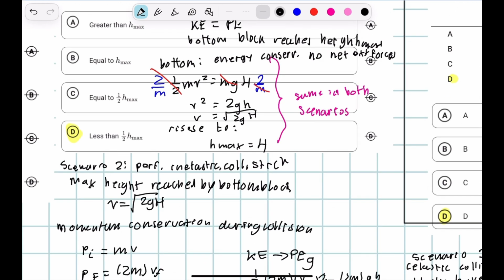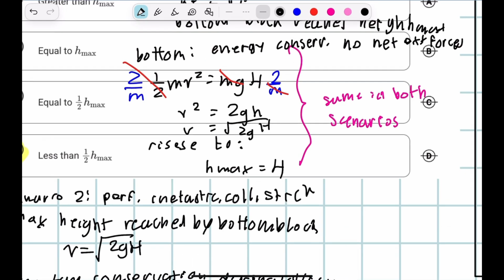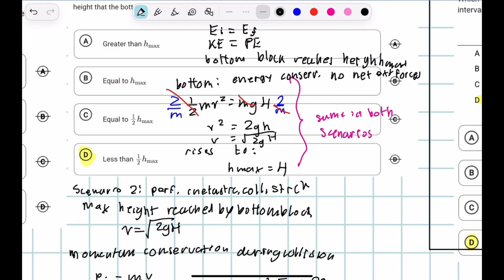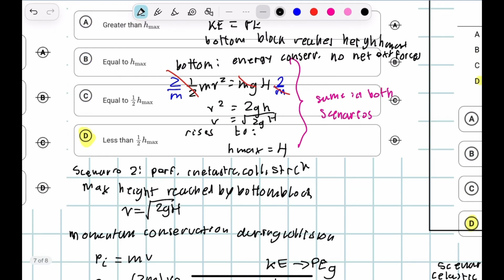Multiply both sides by 2/m to cancel that stuff out. We just want v squared, right? So then we have v squared is equal to 2gh. Taking the root of both sides, we have v is equal to the root of 2gh. So that means that it rises to h max is equal to h. And this is going to be the same in both scenarios because of energy conservation, and also it's the same height. So now we have to examine what happens in scenario 1.